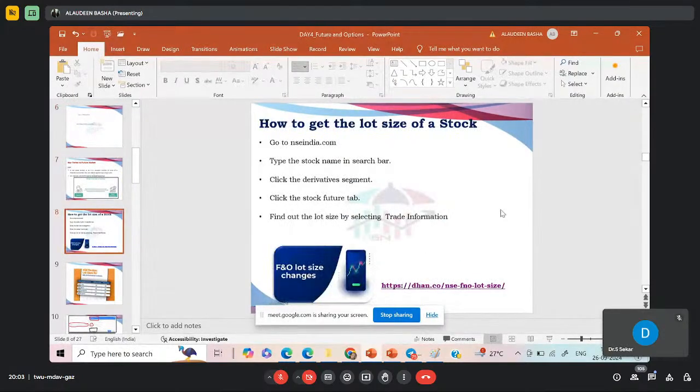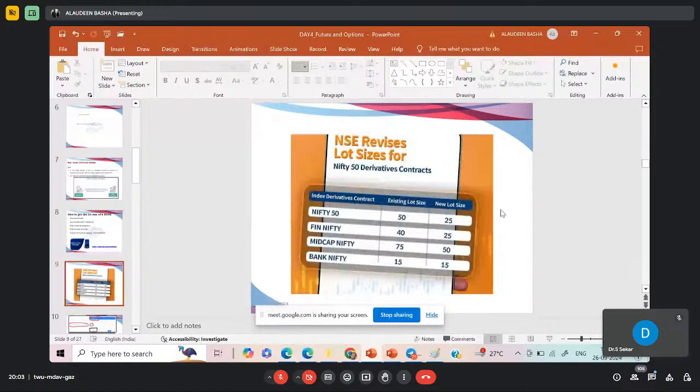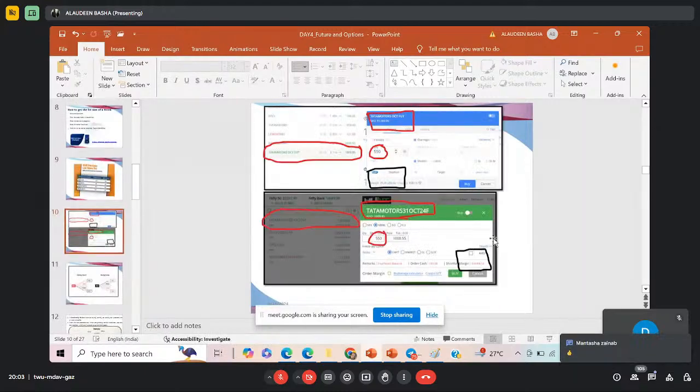Next, these are the index values. Nifty 50's existing lot size is the old one, and the new lot size is the current lot size. So Nifty is 25, Financial Nifty is 25, Midcap Nifty is 50, and Bank Nifty is 15 lot. Okay, we'll move on to the live example.